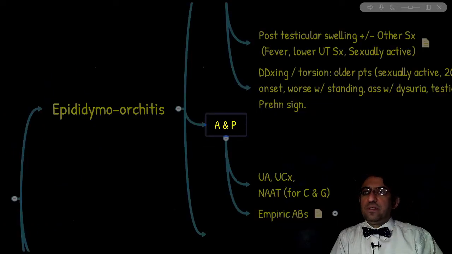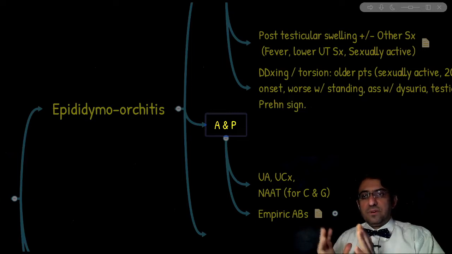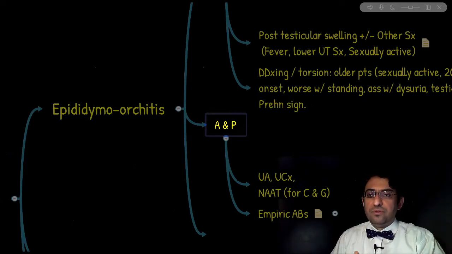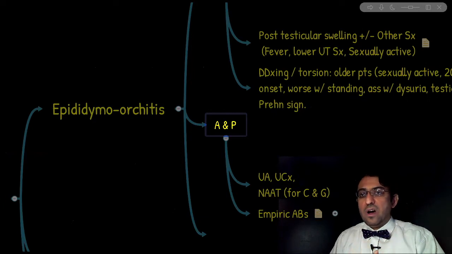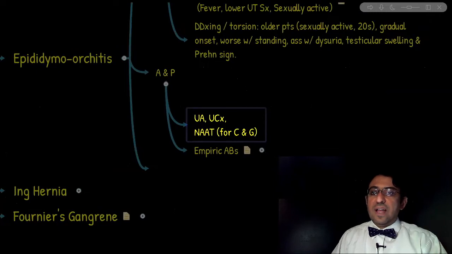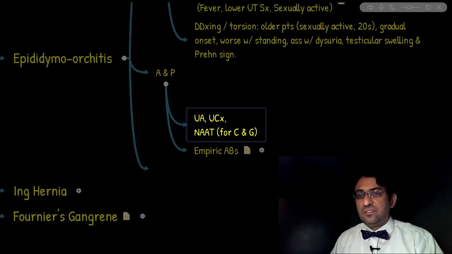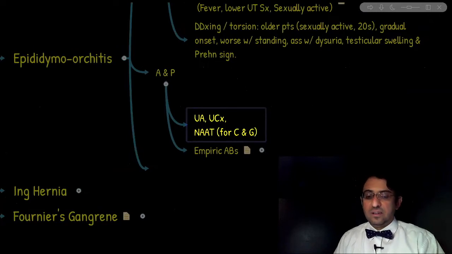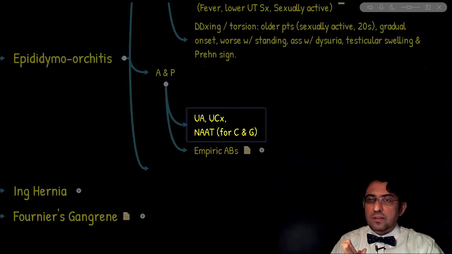Now, moving to assessment and plan for epididymitis. Again, remember, if there is any of the warning signs, we need to first rule out torsion. But if the symptoms together favor possibility of epididymitis, what are the tests to perform? Remember, urine analysis and urine culture, as well as tests for the STIs, including nucleic acid amplification test for chlamydia and gonorrhea.